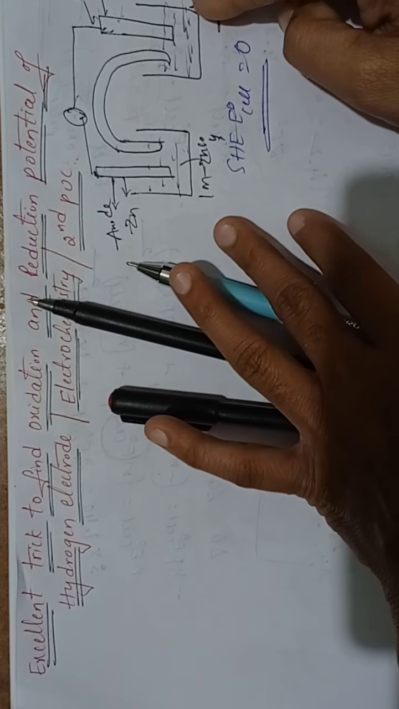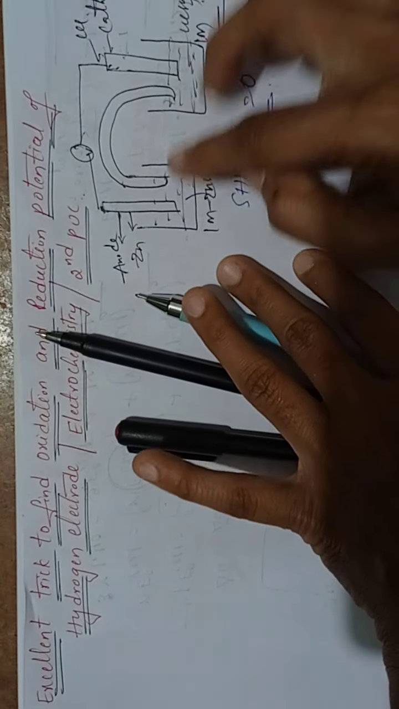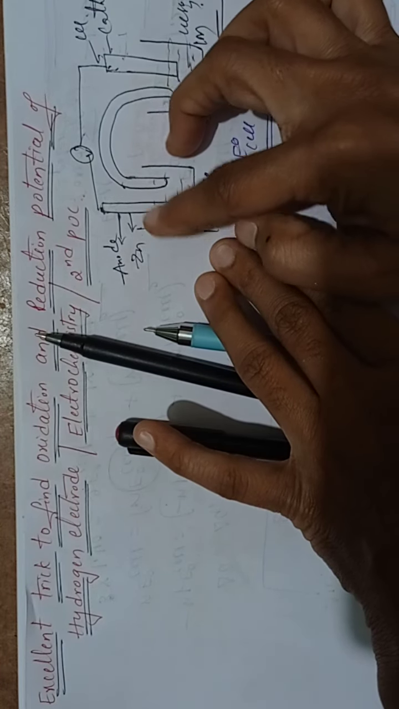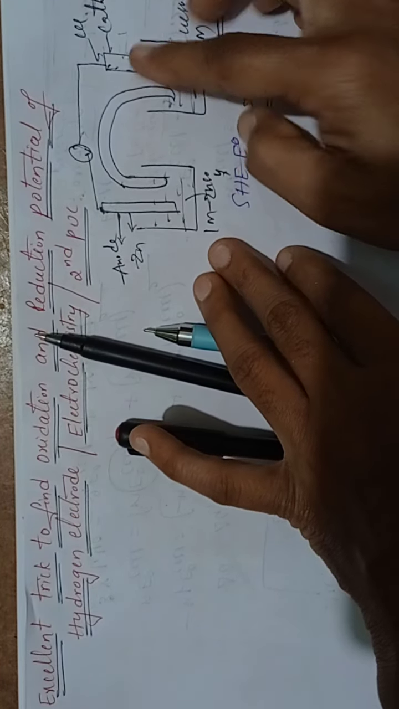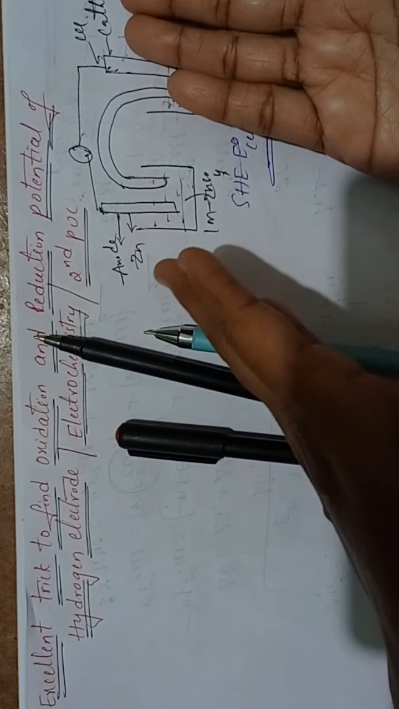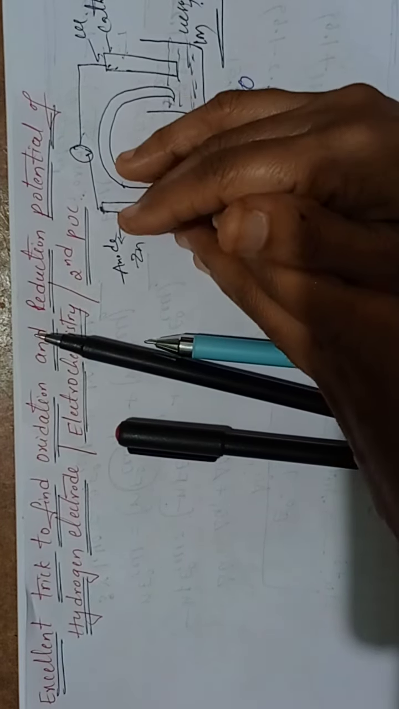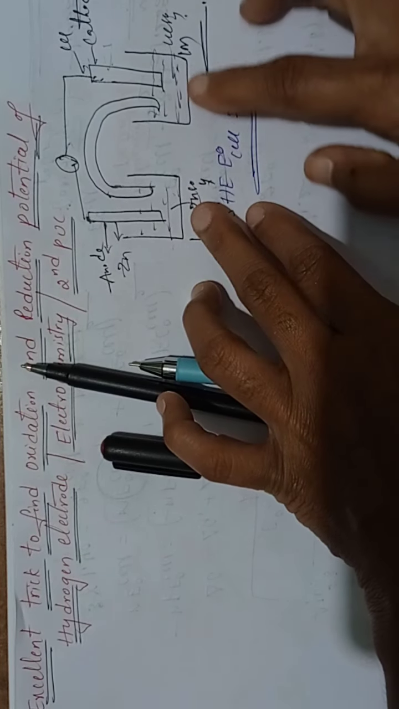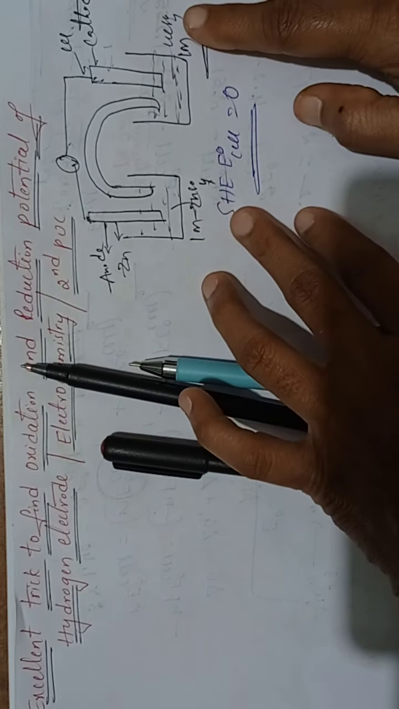Here I'm taking the Daniel cell, students. Here this is the salt bridge and these two are the electrodes. One is the zinc electrode, another one is the copper electrode; one is acting as anode, another one is acting as cathode, correct? So this is anode, this is cathode. Here the solution is 1 molar zinc sulfate and 1 molar copper sulfate.